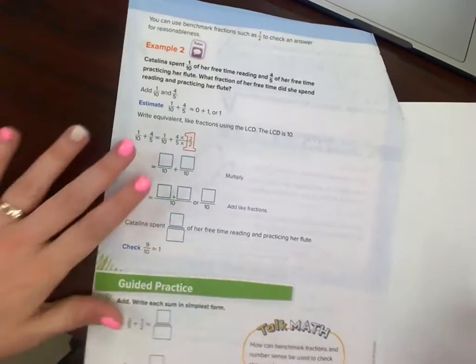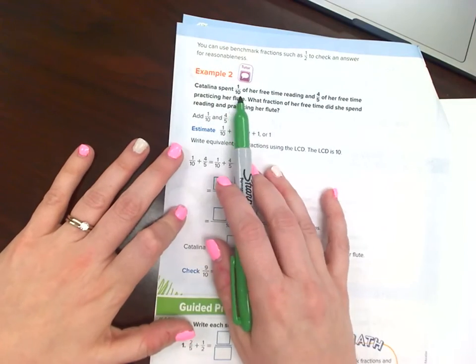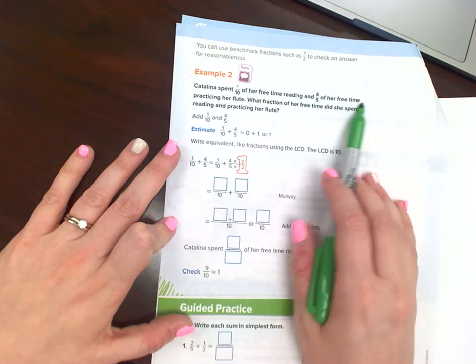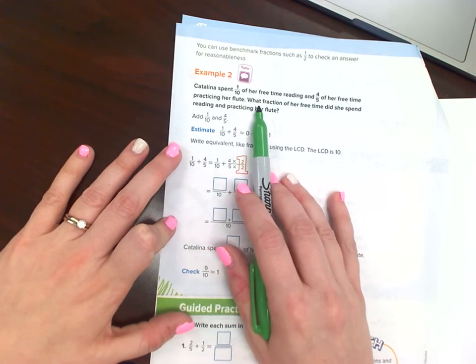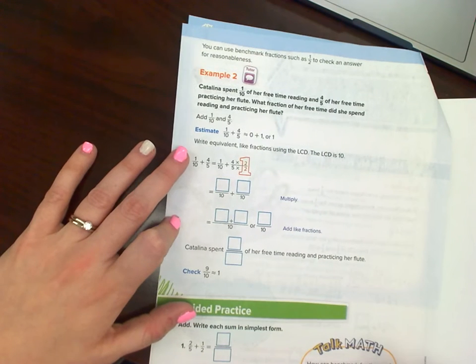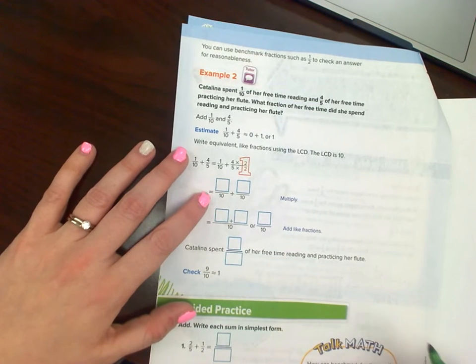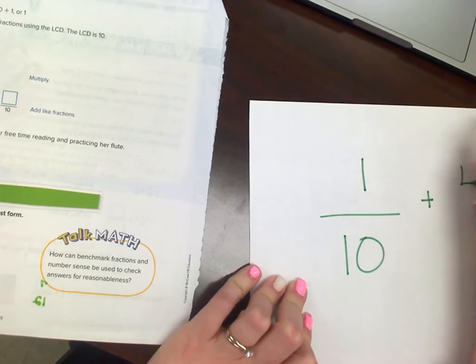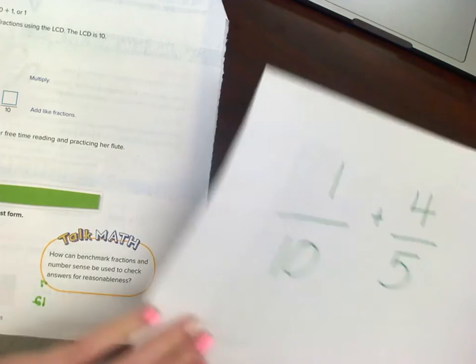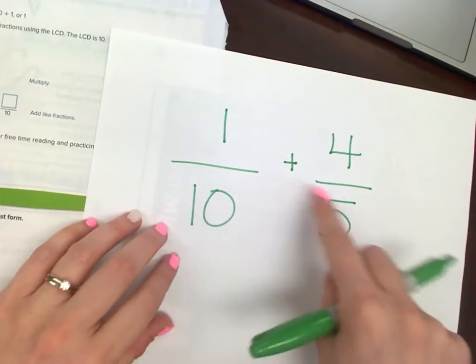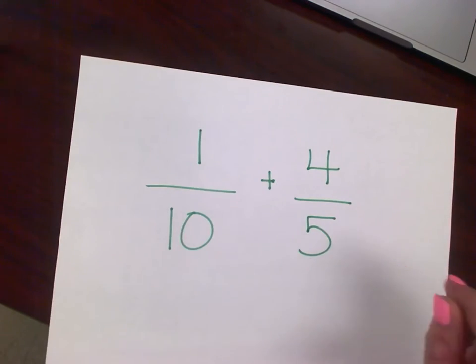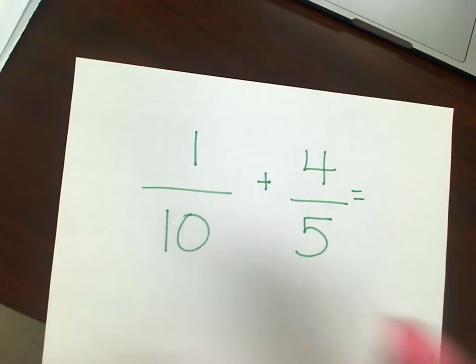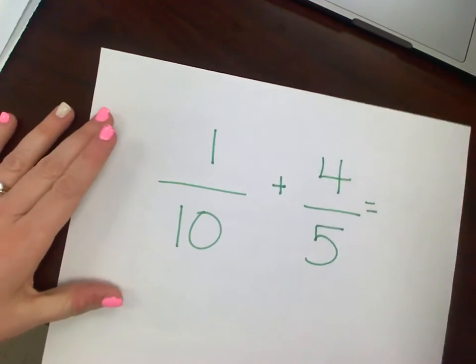All right, so example number 2 says, Catalina spent 1/10 of her free time reading and 4/5 of her free time practicing her flute. What fraction of her free time did she spend reading and practicing her flute? So this looks like 1/10 plus 4/5. All right, we got a problem. The denominators aren't the same. We need to make them the same. How are we going to do it? We're going to use our butterfly method.